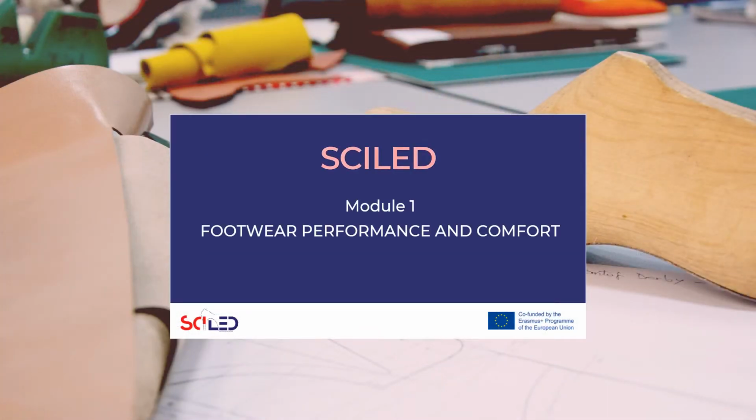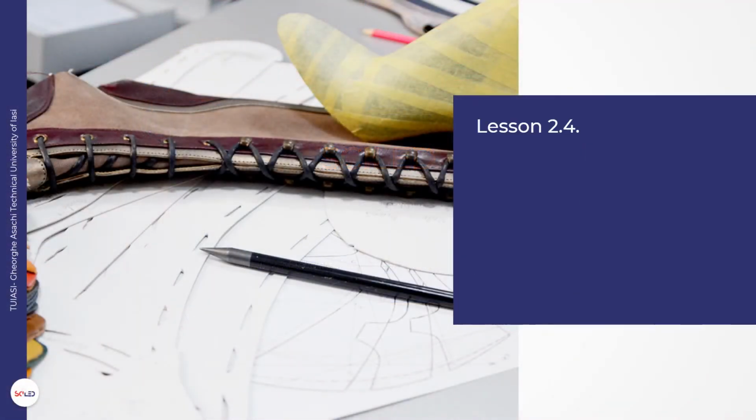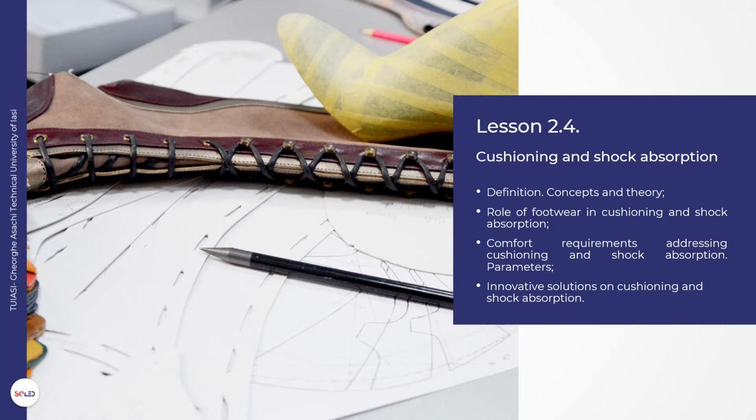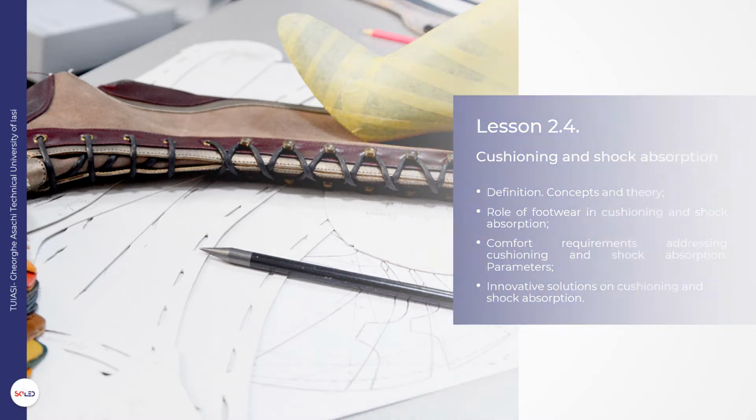Module 1, Footwear Performance and Comfort. Unit 2, Mechanical Comfort and Footwear Performance. Lesson 2.4. Cushioning and Shock Absorption. This lesson is structured as following. Definition. Concepts and theory. Role of footwear in cushioning and shock absorption. Comfort requirements addressing cushioning and shock absorption. Parameters. Innovative solutions on cushioning and shock absorption.